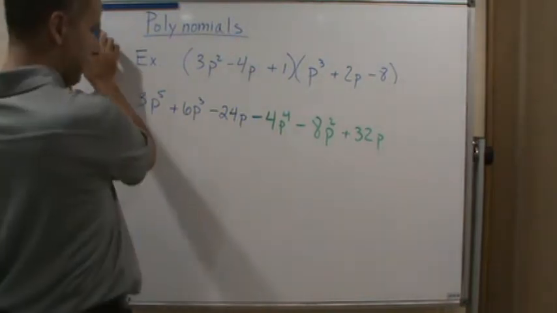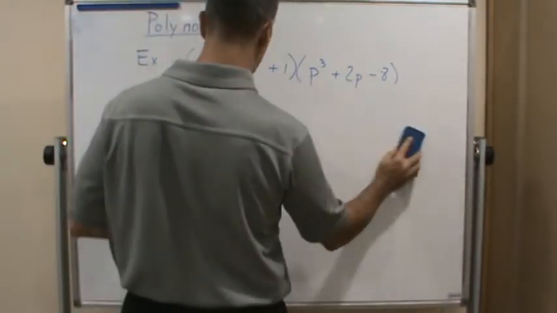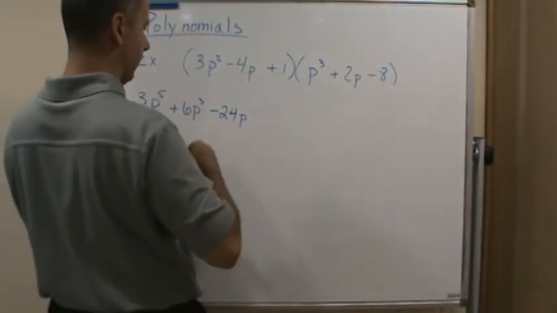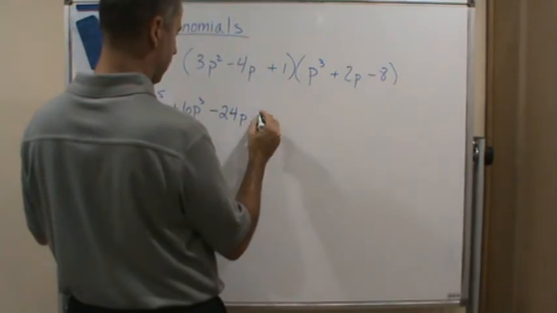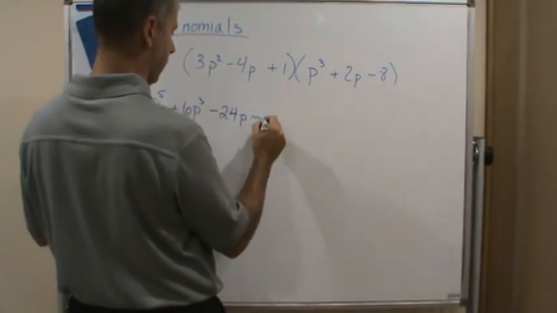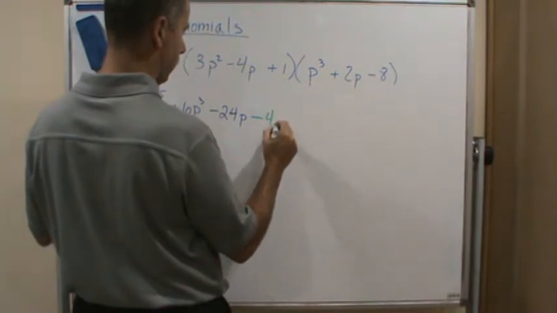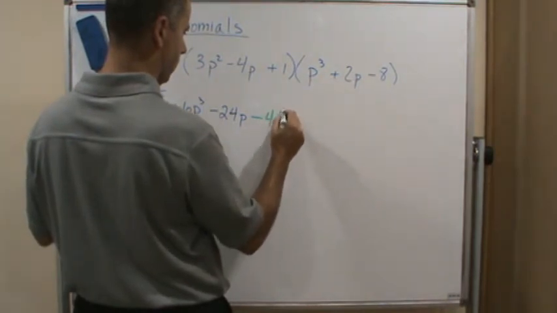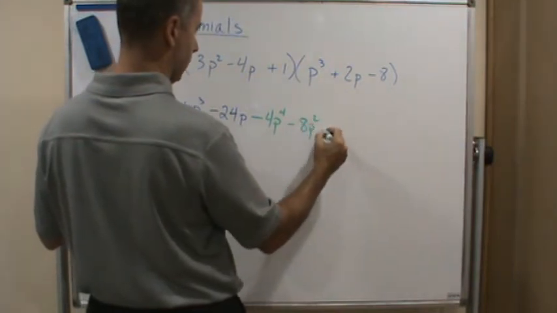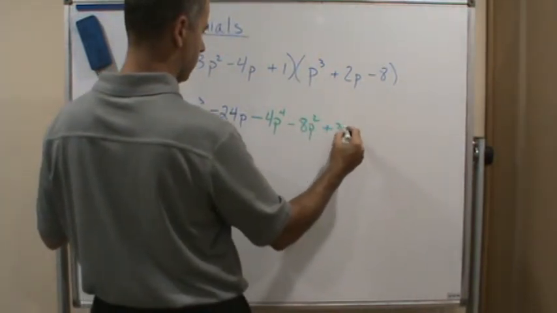Actually, let me rewrite that because I'm writing too big. I'm going to run out of room again. Okay, so this is going to be minus 4p to the fourth minus 8p squared plus 32p.